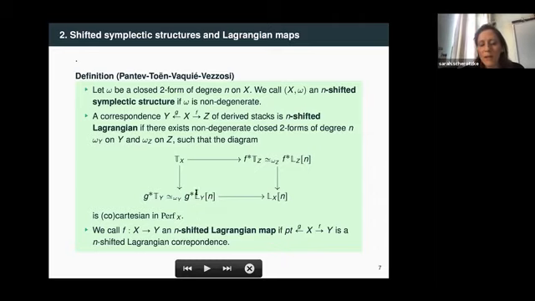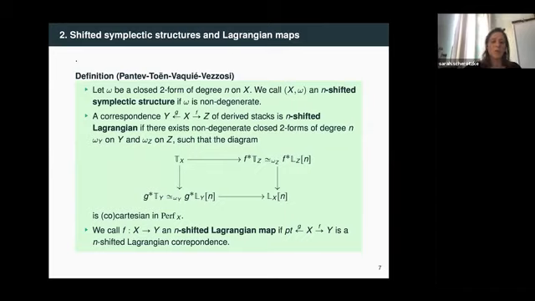or if you prefer, a distinguished triangle. And if you set n equal to 0, then of course you see that this is exactly the way we defined a Lagrangian subspace in the classical setting. So it is a natural generalization of what a Lagrangian subspace is to consider shifted Lagrangian maps.